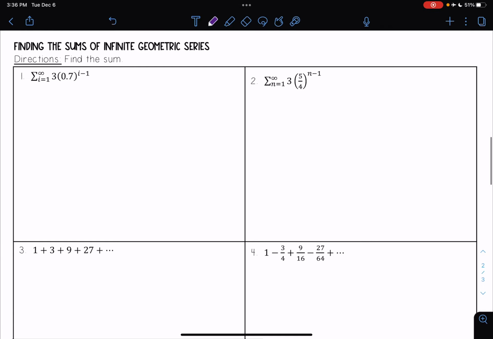So let's go through some examples. We're going to find the sum of each of these series. And remember, with an infinite series, the sum is going to equal the first term divided by 1 minus the common ratio.